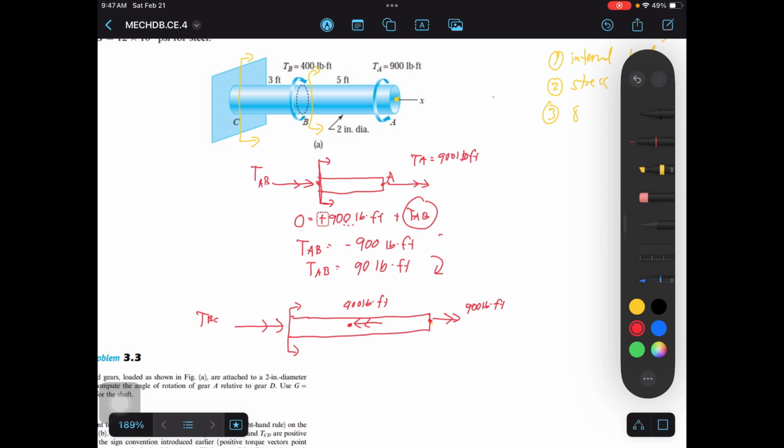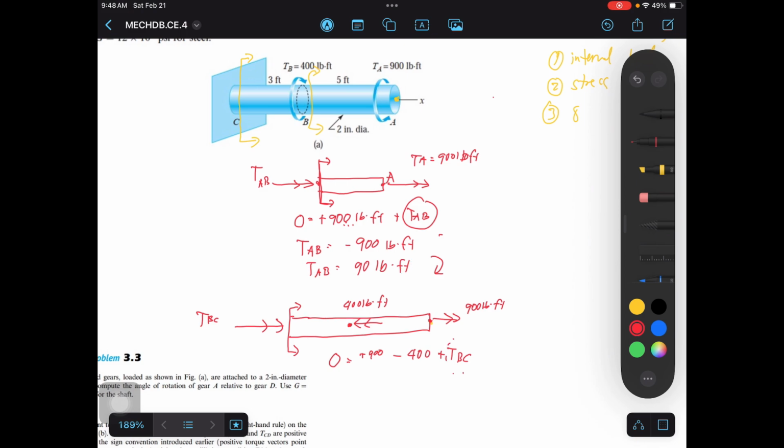So, by equilibrium, everything is zero when you equate all the loads. First is the 900 pounds-foot, so that is positive 900. And then at point B, 400 is going to the left, so negative 400 pounds-feet. And then next is our internal load, TBC. It's going to the right, so positive TBC. There are no other loads.